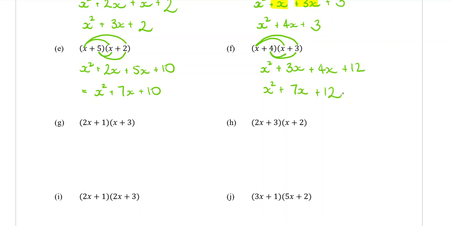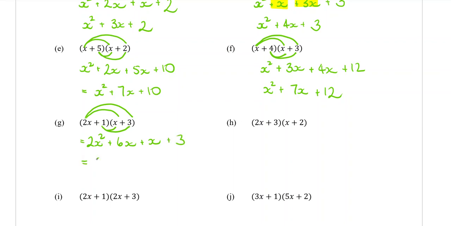All right, Harvey, you want to go next? All right, so you're going to do 2x times x. 2x squared. And now do 2x times 3. So you do 2 times 3, which is 6. So you have 6x. All right, now do the inside ones. What's 1 times x? Yeah, 1x or just x. And then last, 1 times 3. Good. So plus 3.